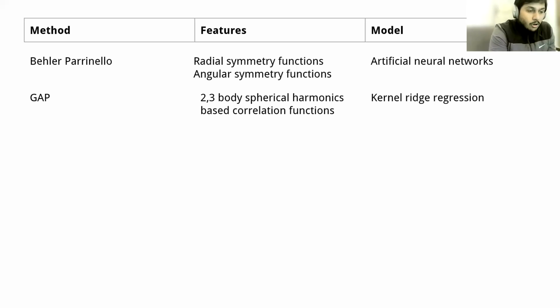So all in all, you can show that if you do this spherical harmonic expansion and you do a bit of gymnastics with algebra, you can come up with 2 and 3 body correlation functions, which are very much similar to radial and angular symmetry functions, but they can be systematically improved to cover the entire 2 to 3 body space. So they are more systematic, you could say.